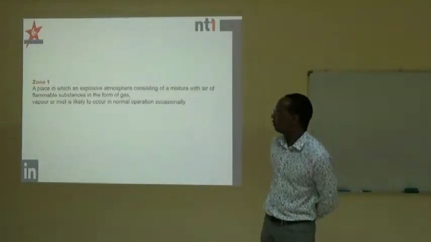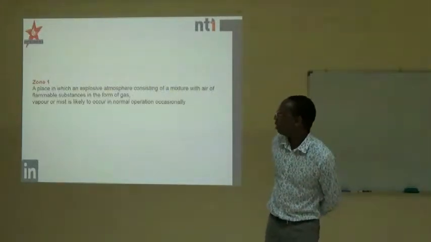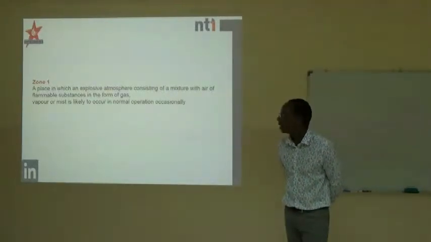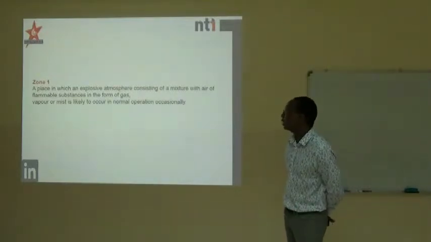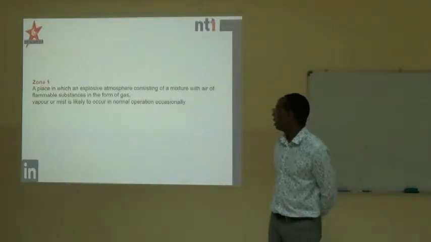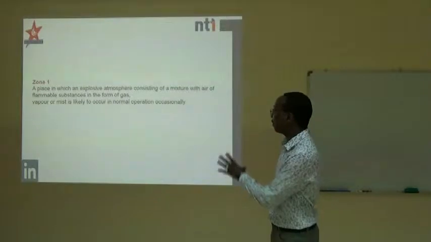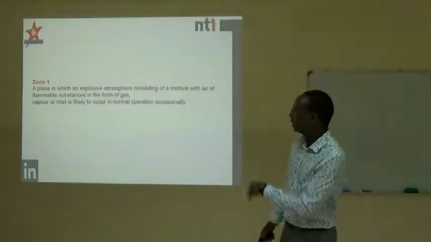Zone 1: a place in which an explosive atmosphere consisting of a mixture with air of flammable substance in the form of a gas, vapor or mist is likely to occur. Likely is the key word. Likely to occur in normal operation occasionally. I'll give you an example of these zones on the third slide, I think.